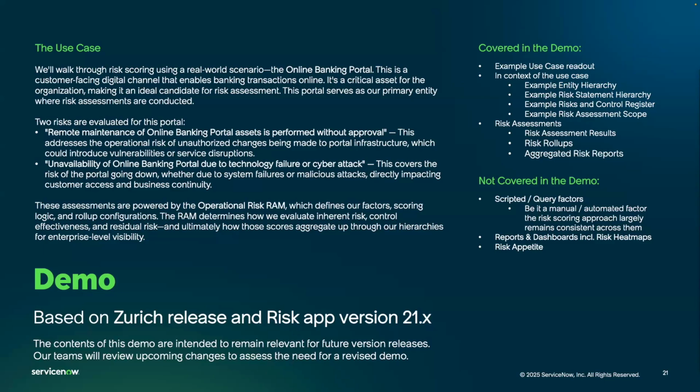These risk assessments are powered by the operational risk RAM, which defines our factors, scoring logic, and roll-up configurations. The RAM determines how we evaluate inherent risk, control effectiveness, residual risk, and target risk, and ultimately how those scores aggregate up through our hierarchies for enterprise level visibility.